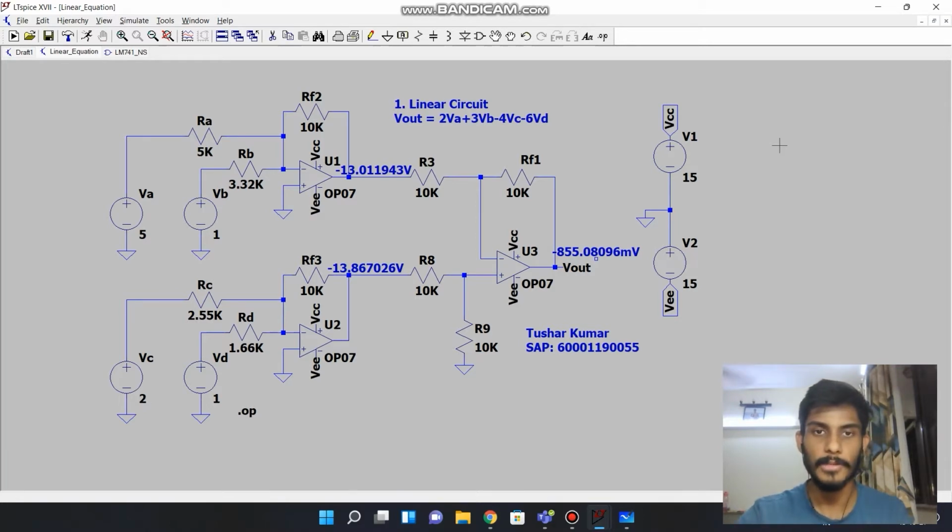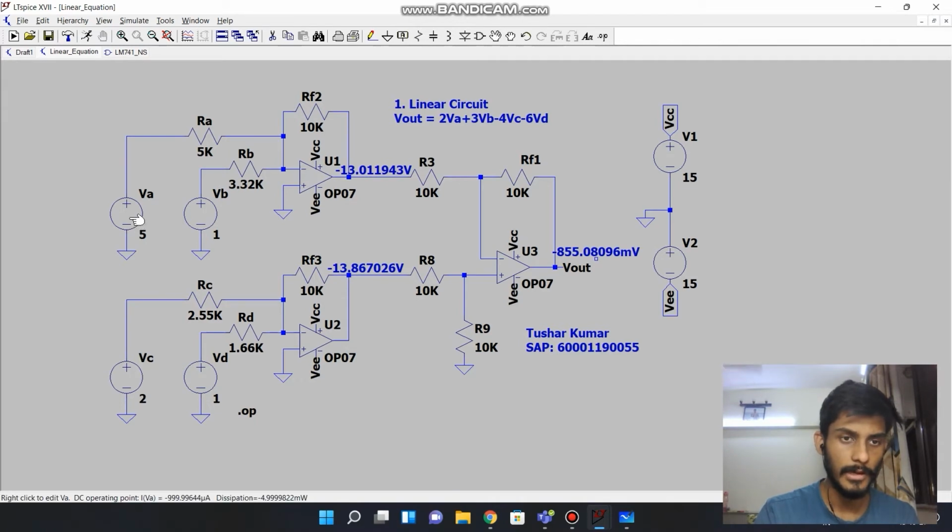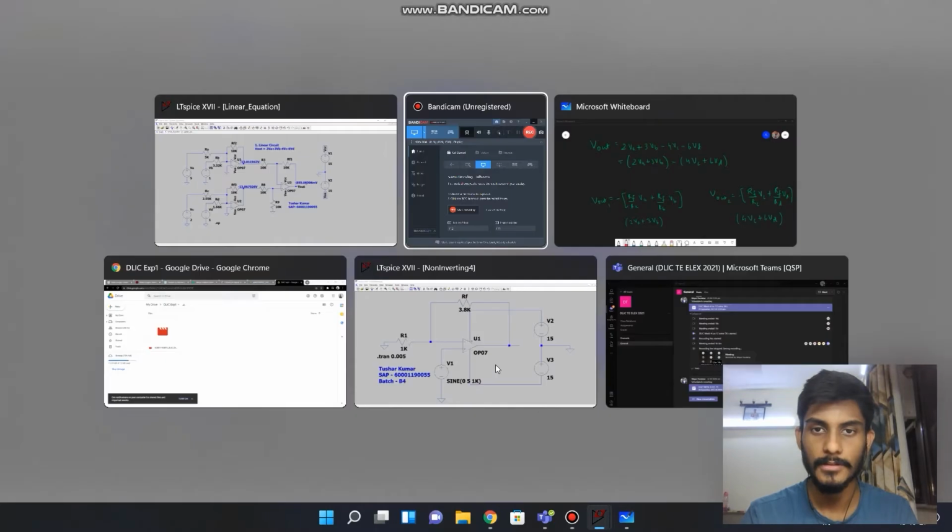First I'll be performing the linear circuit, and we have the equation as Vout is equal to 2VA plus 3VB minus 4VC minus 6VD. So here we have VA, VB, VC and VD. I'm applying 5 volts here, 1 volt here, 2 volts and 1 volt here. So let's see the explanation first.